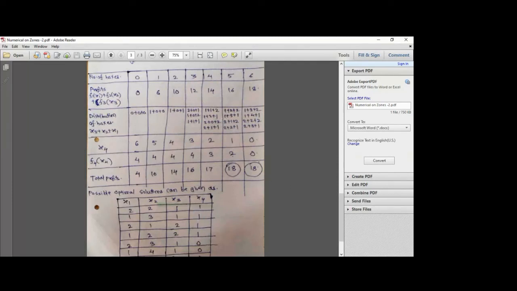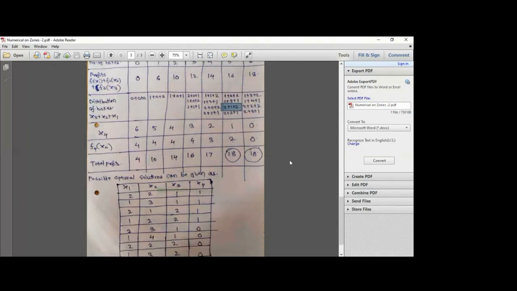Similarly, here it is 2 plus 1 plus 2, written as x3 plus x2 plus x1. We write it in the form of x1, x2 and x3. That is 2, 1, 2. So here you can see it is 2, 1, 2. The x4 value remains as 1. Lastly, we have 2 plus 2 plus 1, written as x3 plus x2 plus x1. So here you can see we have written it as 1, 2, 2, and the x4 value remains as 1.